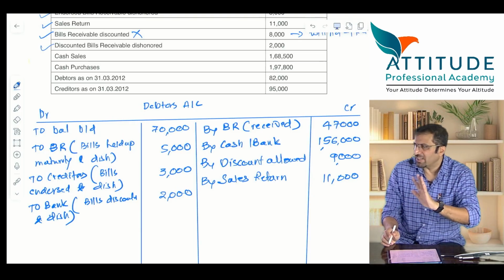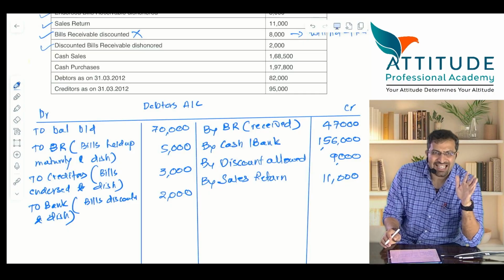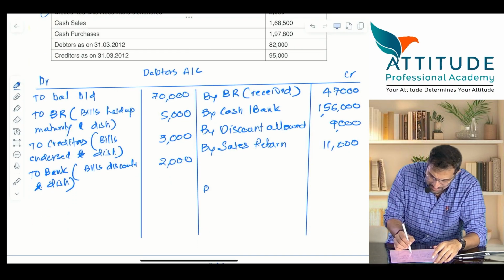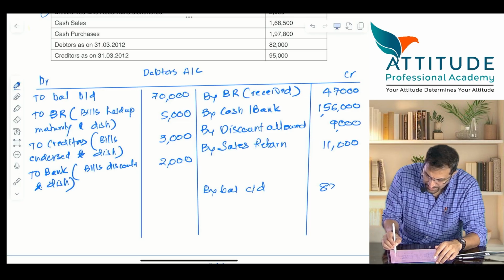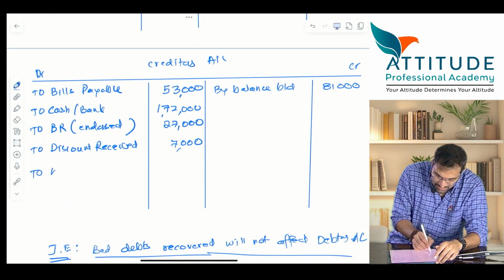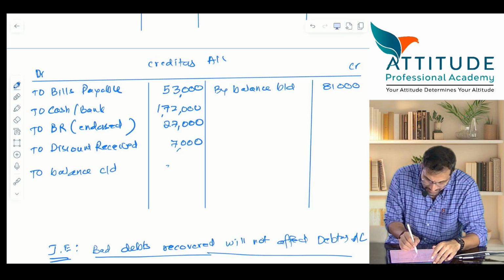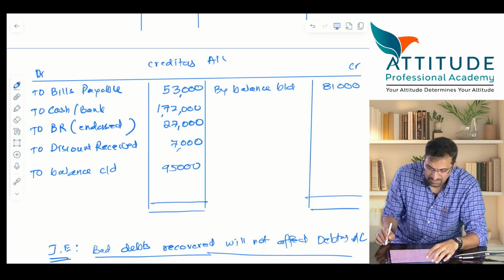Cash sales will not come in your debtors account. Cash purchase will also not come in your debtors account. It is a cash book. Is that clear? Then the debtors closing balance: by balance carried down. What is the closing balance of debtors? 82,000. And what is the closing balance of creditors? To balance carried down. How much is the creditors balance? 95,000. Correct?